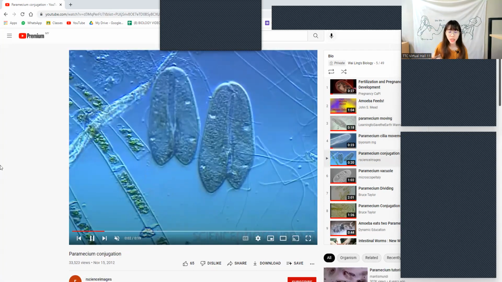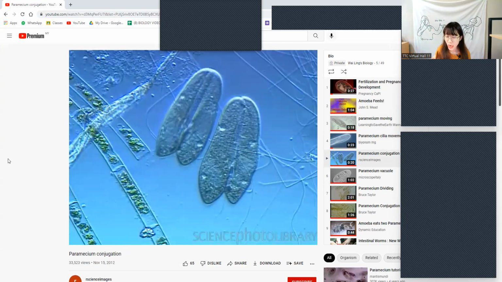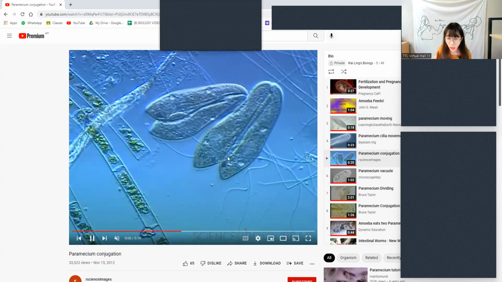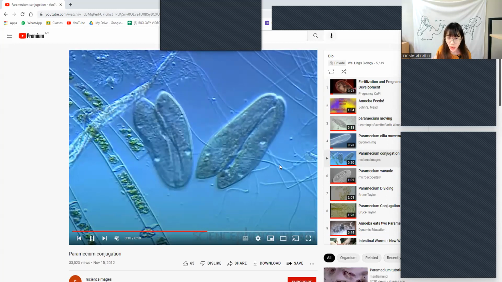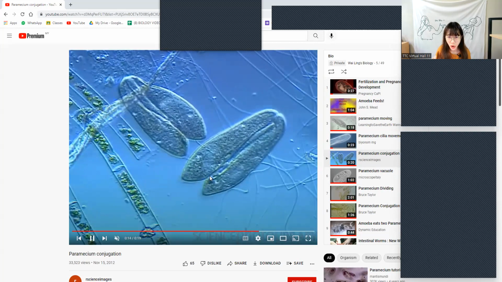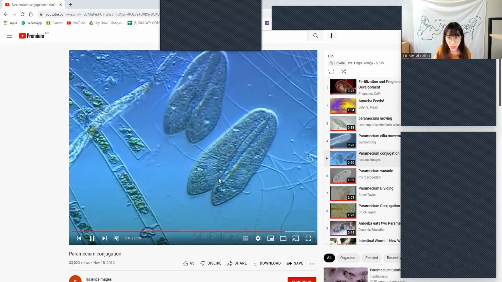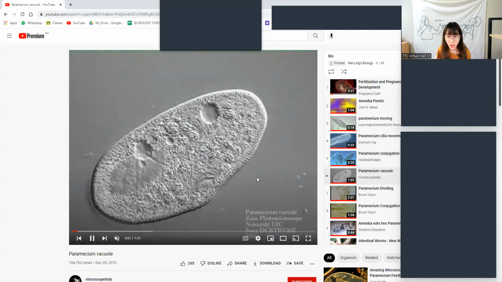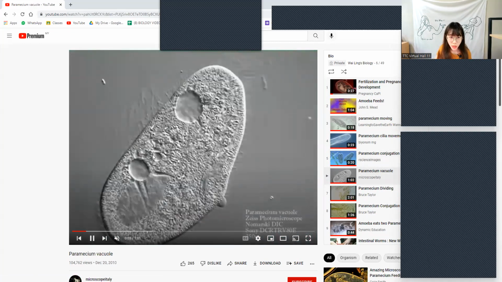And this is a conjugation. We have mentioned conjugation means what? They will exchange nucleus at the oral groove. This is the oral groove. The anus can be anywhere, I mean, it can be any part of the paramecium species. So they will exchange nucleus, and then both of them also get baby. And then you can see this is the contractile vacuole over here.